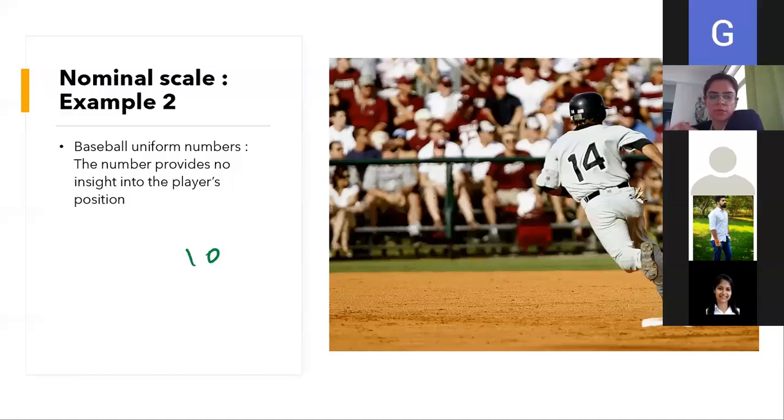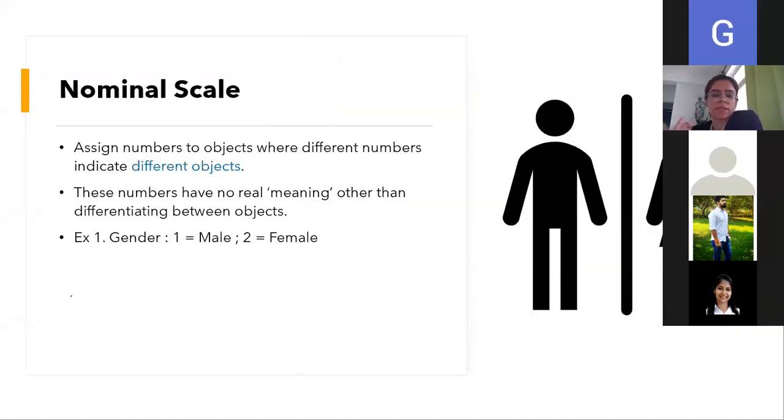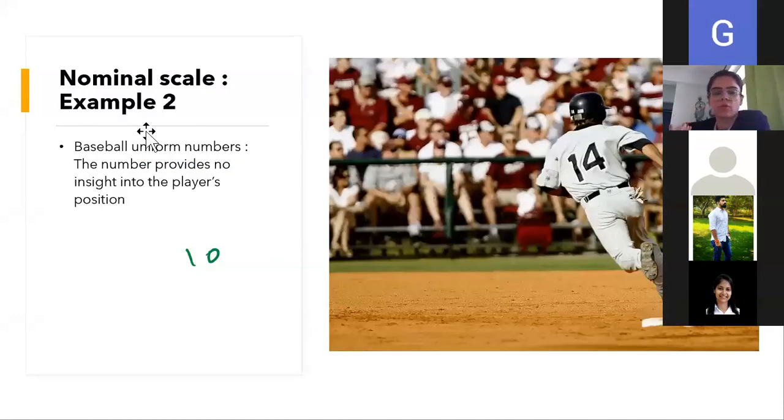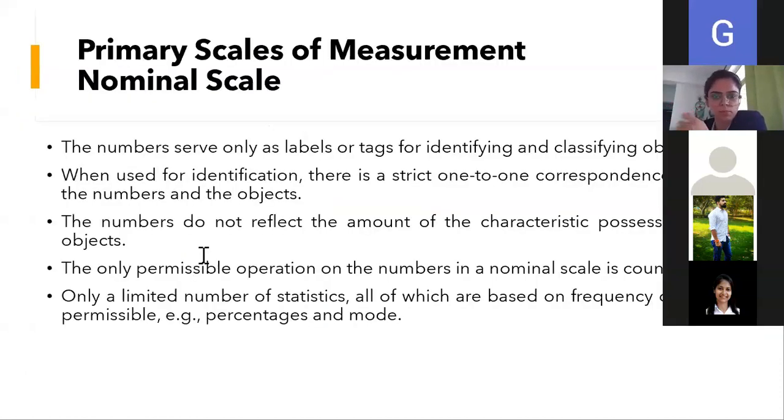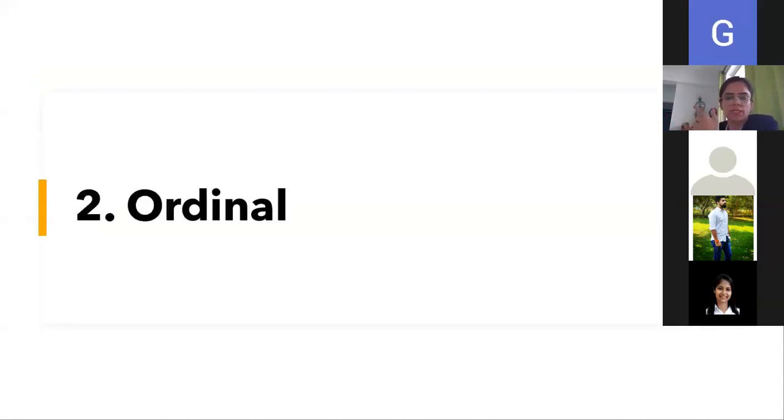I gave you two examples. One is gender, male and female, where you can put any number, for example 601 for males and 605 for females, but all males should be given 601 and all females 605. The other is jersey or uniform number, which just tells you which player it is, for identification. So numbers serve only as labels or tags for identifying and classifying objects. Second is ordinal scale. What do you understand by ordinal?